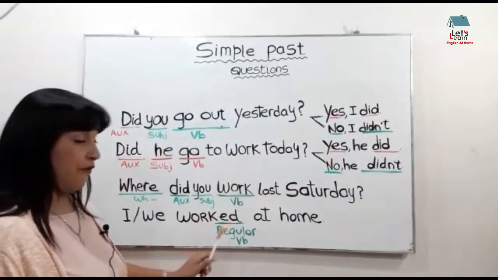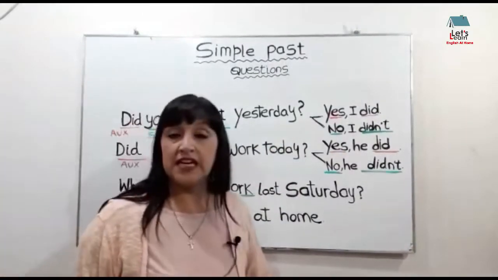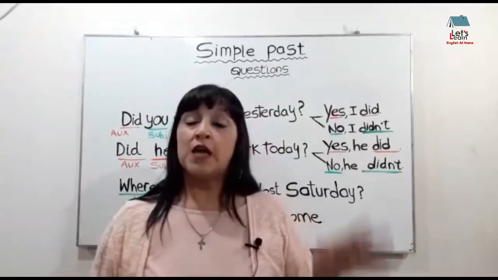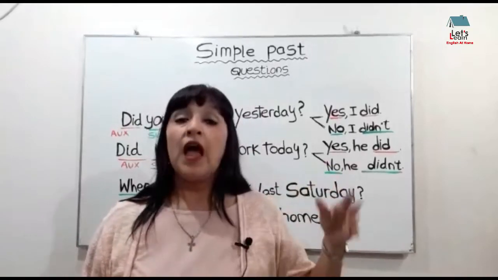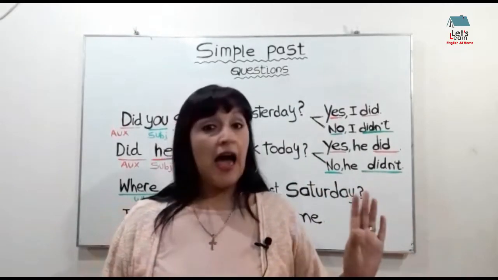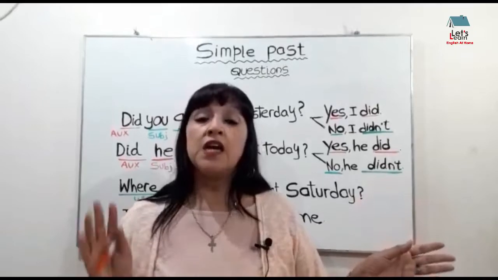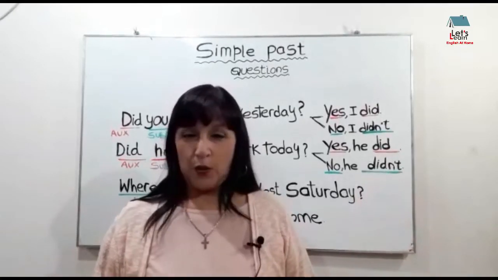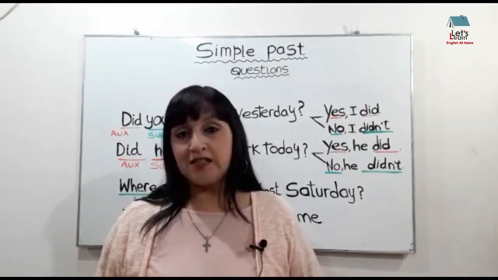Subject, verb. So the important thing here is to remember that the word order for questions is always with the auxiliary did, and then the subject, and then the verb in the infinitive. I don't use the verb in the past if I have the verb did as an auxiliary. Okay? So you need to practice all this.